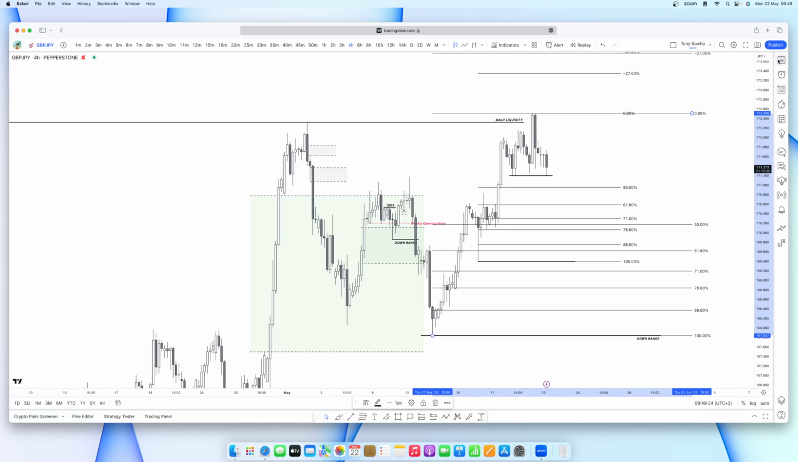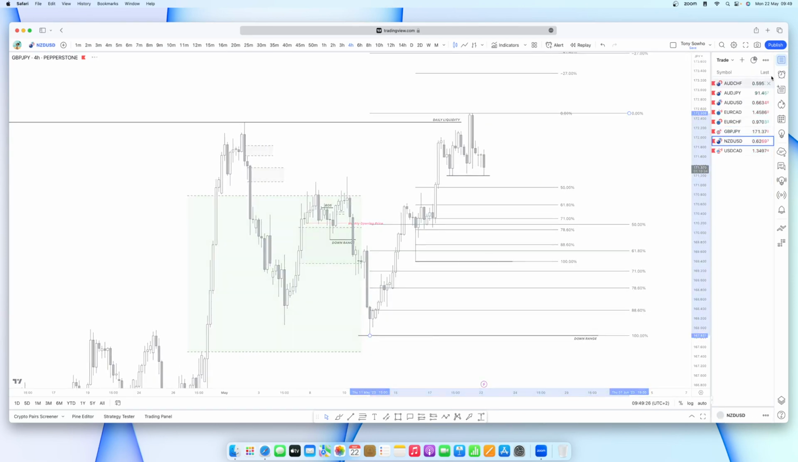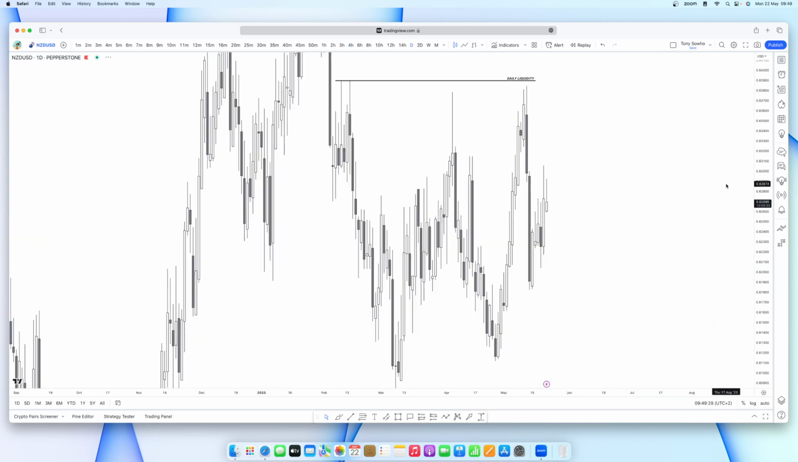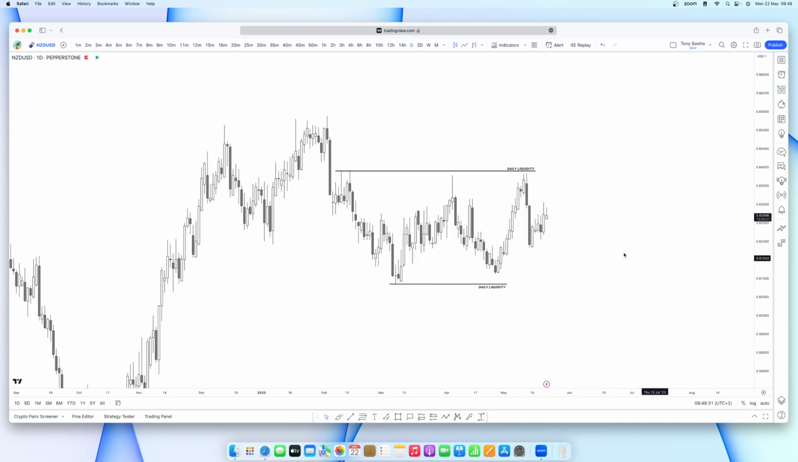And then for NZD USD, I just wanted to bring this to your notice. For now, I don't know which of the liquidity the institutions are going to take out first. We have liquidity to the upside. We have liquidity to the downside. I don't know which the institution are going to go for first. But the candles are going to tell us. So let's just wait and see what is going to happen. How is today's candle going to close? How is tomorrow's candle going to close?